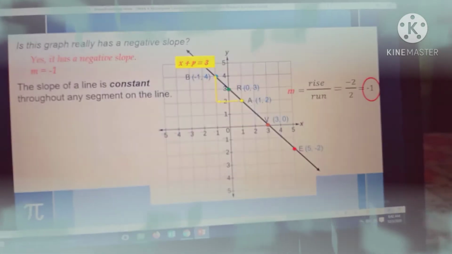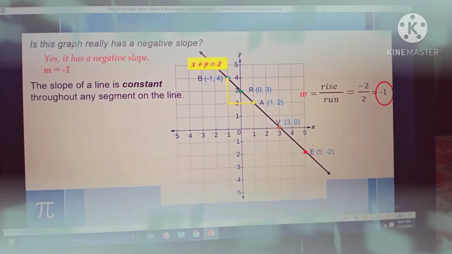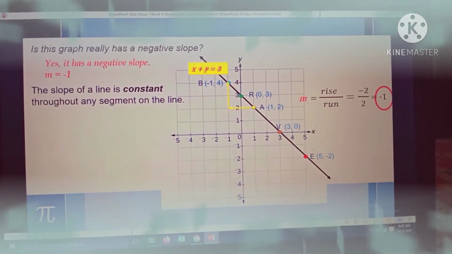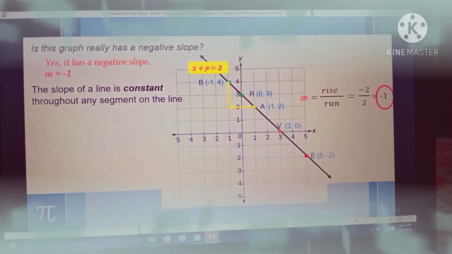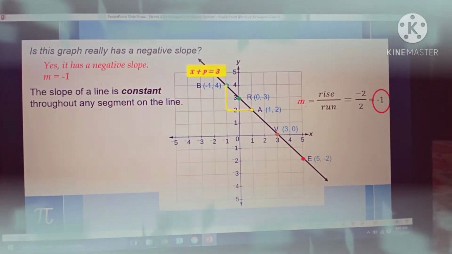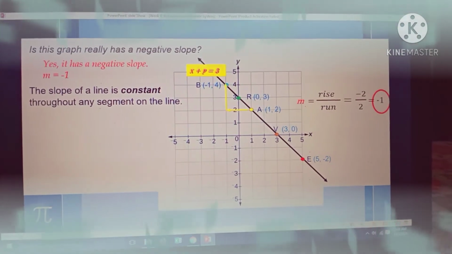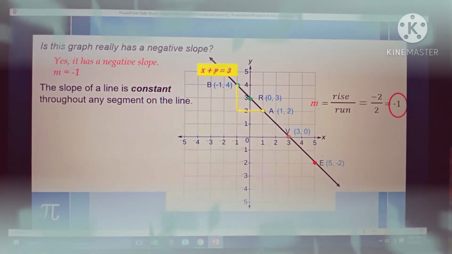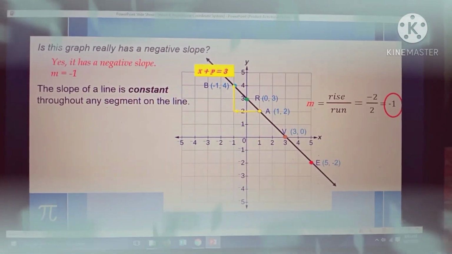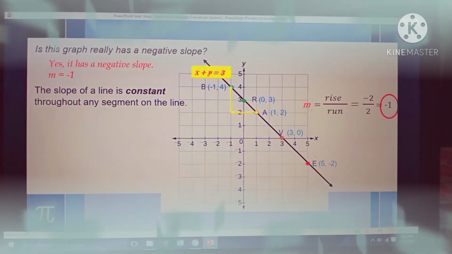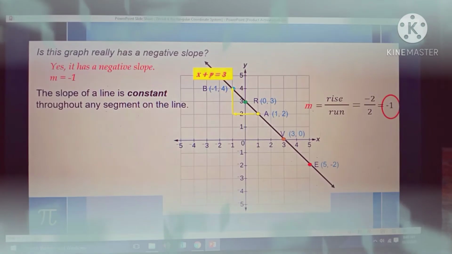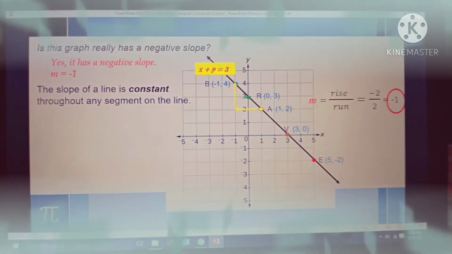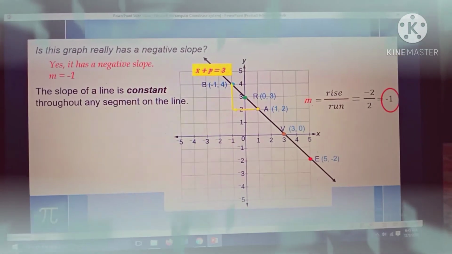So the slope of a line is constant throughout any segment on the line. Even if you choose any other points on the line, and you solve it by taking the horizontal change and the vertical change, the slope is the same all throughout the line.